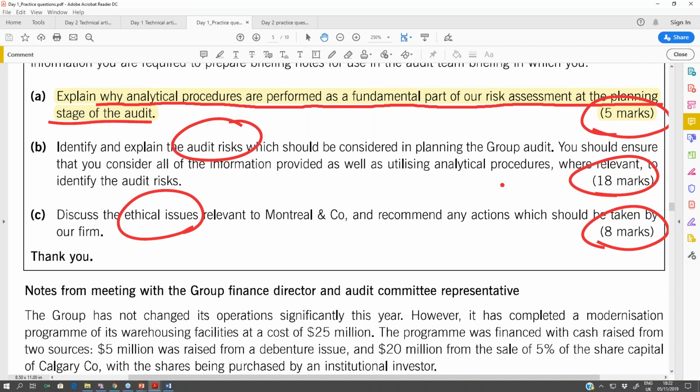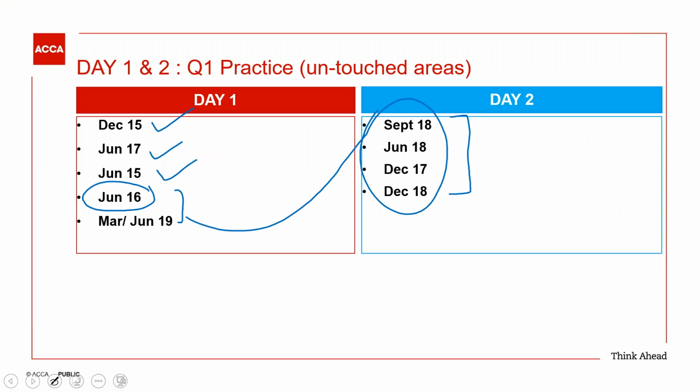Okay, let's move on from the June 16 question number 1 and go down into the next question. So we have done the June 16 question now. We are now moving towards the June 19 question, question number 1 of the June 19 exam. Let's see what was examined in the very first question in the June 19 exam, being the very recent paper, and what was the untouched area in question number 1 of the June 19 exam.